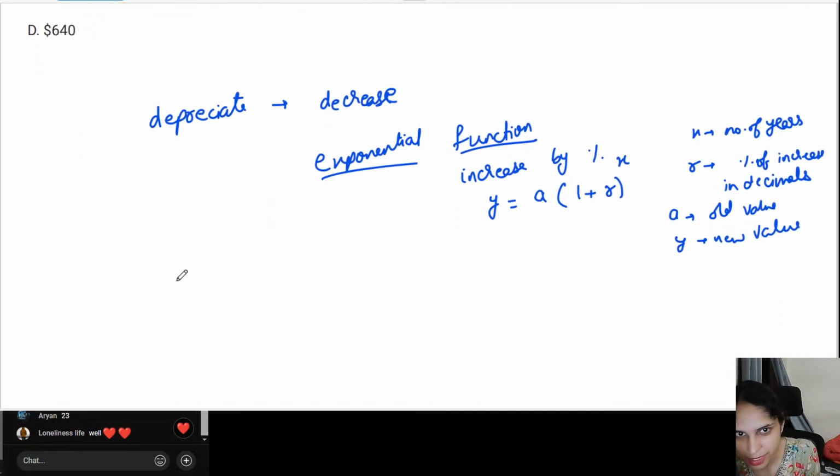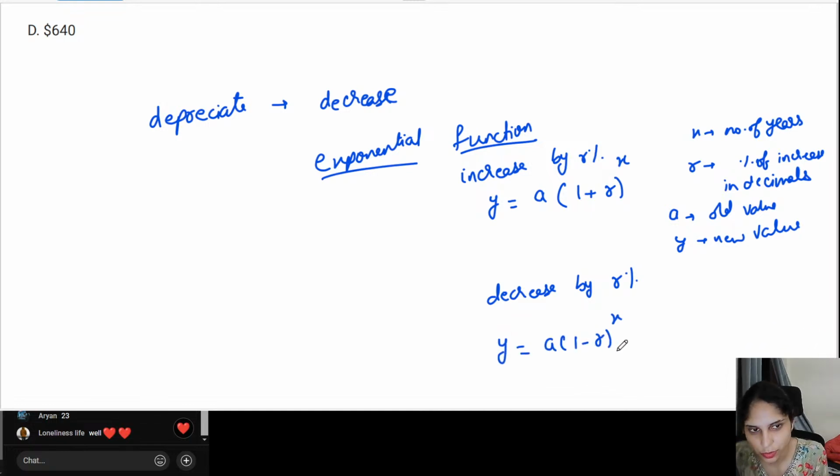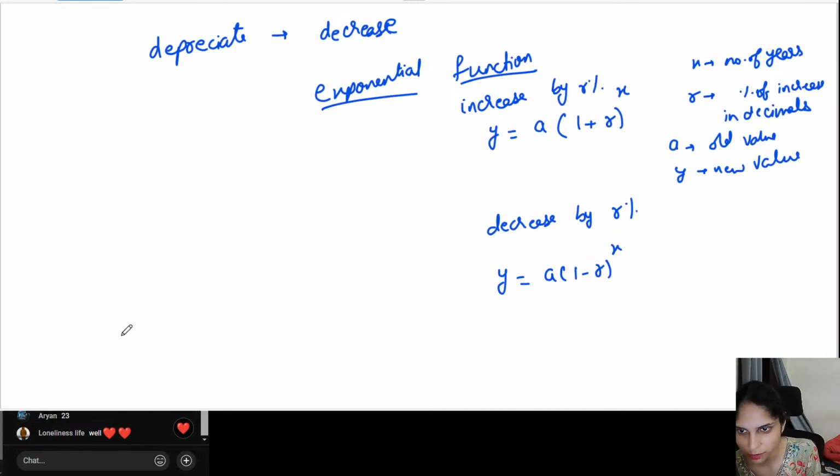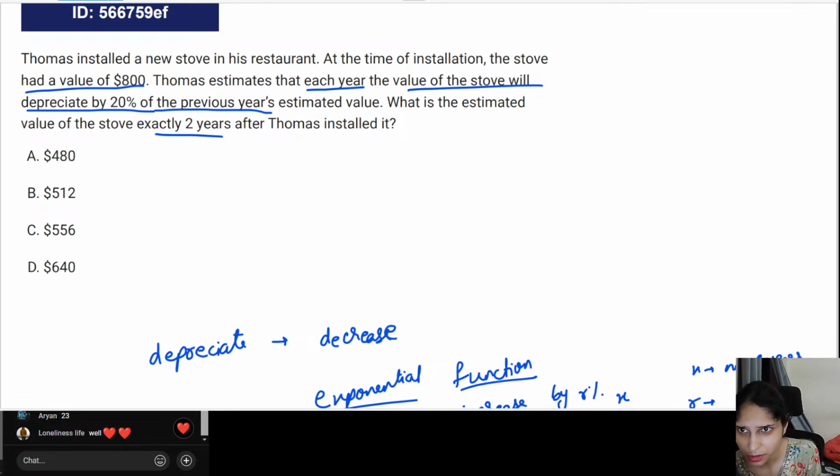And now if you're decreasing by x, it is going to be y is equal to a times 1 minus r to the power x. In that case, you will be subtracting, everything else remains the same. So here we are decreasing. So over here, the value of a is, initially the value was $800.